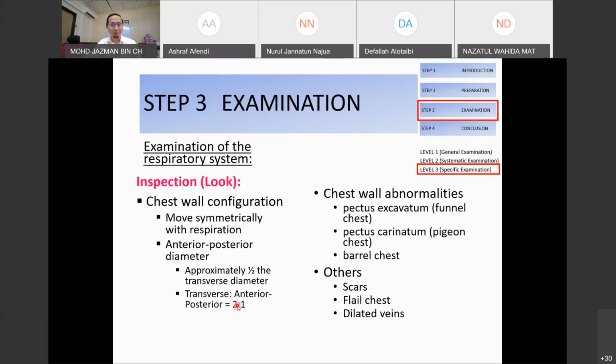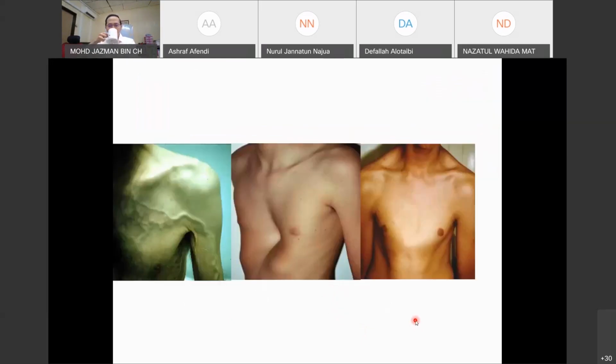I will show you an example after this. Other abnormalities of the chest wall are pectus excavatum, pectus carinatum, and barrel chest, like I mentioned earlier. Look for any scars, like a thoracotomy scar. There's a video after this I will show you, and also the presence of dilated veins, which may suggest venous obstruction, superior vena cava obstruction. This is an example picture of dilated veins. This is a patient with a lung tumor causing superior vena cava obstruction.